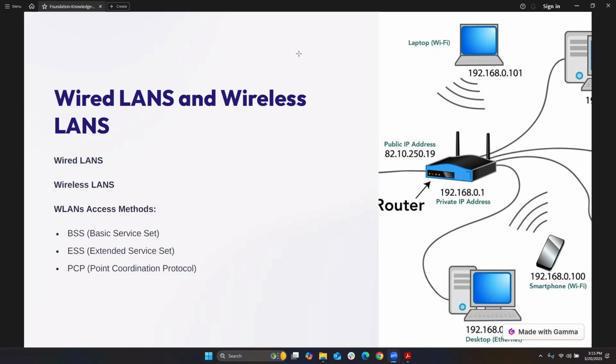If we talk about wireless LAN access methods, Wi-Fi networks use different methods to organize communication between devices. The first one is the basic service set, BSS. A basic service set consists of a single Wi-Fi access point, such as a router, that provides connectivity to multiple devices within a limited area. Each device in the network communicates only through the access point, not directly with other devices. It is simple to set up and manage, and it works well in small areas with few devices.